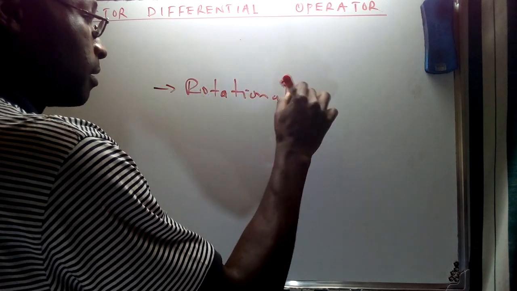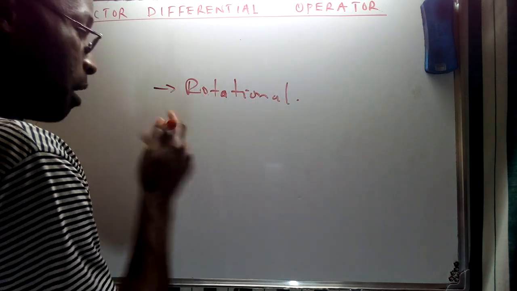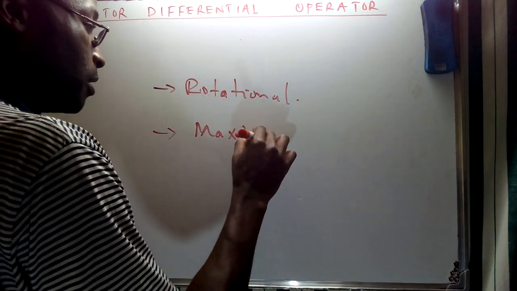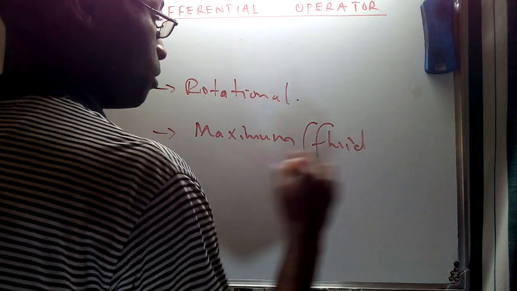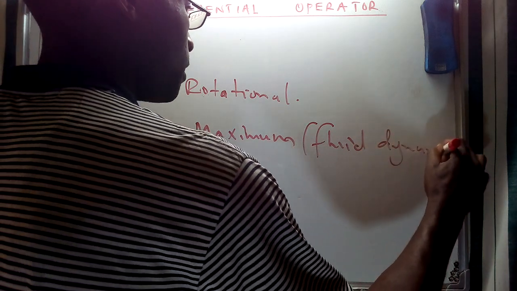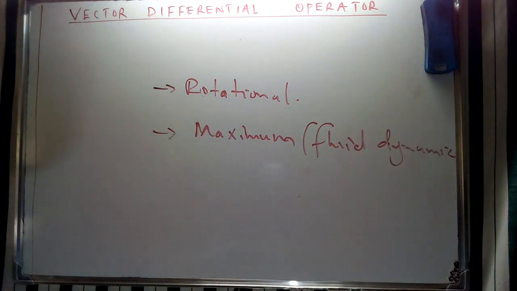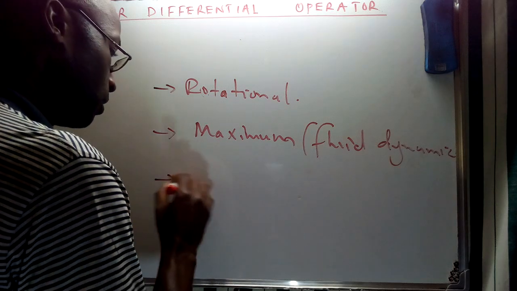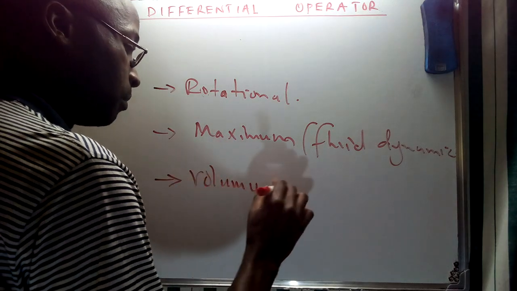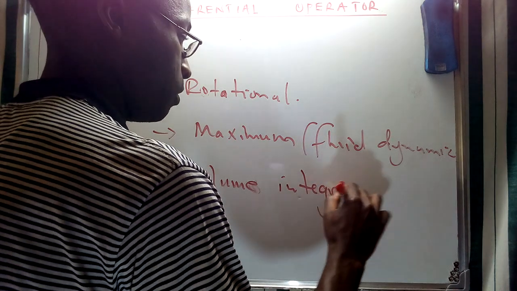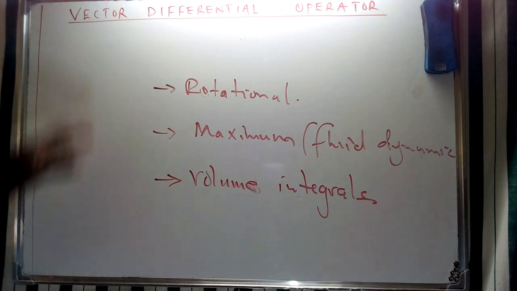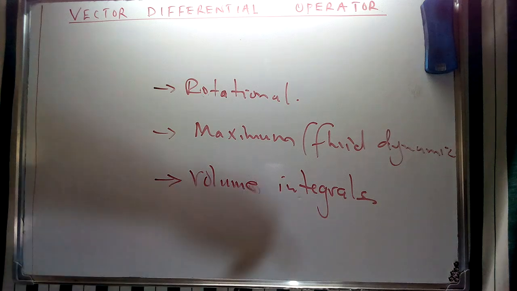So in this particular case as well, we're going to describe the concept of a maximum rate of change, especially in fluid dynamics. And also we're going to see that in some areas that we're going to look at, especially in trying to describe what we refer to as electromagnetic theory, especially on the concept of volume integrals, it's going to be very applicable for us in understanding this specific concept. So therefore the concept of the vector differential operator is going to find several applications.